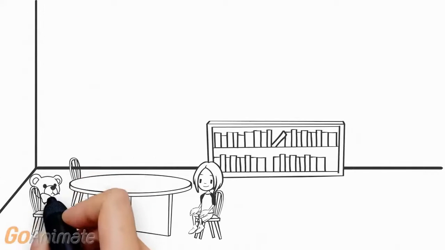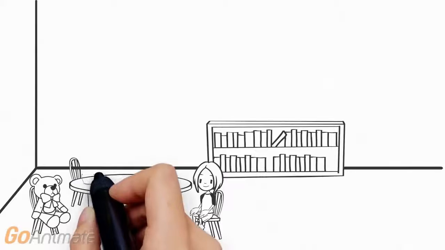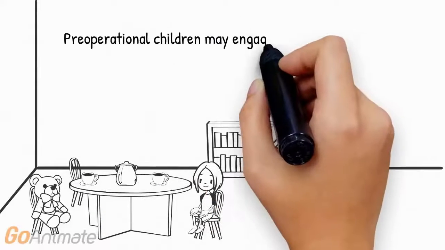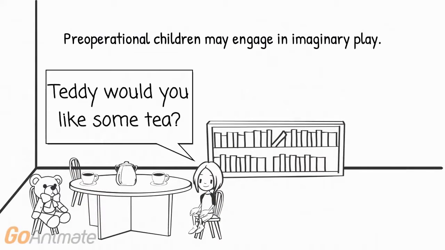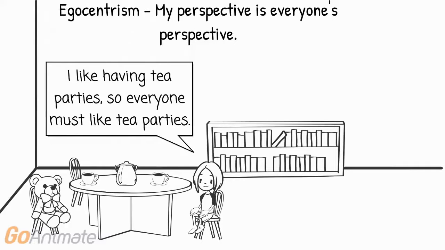As you can imagine, children in the pre-operational stage may engage in imaginary play. They may have tea parties with their stuffed animals and talk to them and imagine that they're talking back to them. Pre-operational children engage in what's called egocentric thinking, which is the idea that everyone has the same perspective as them, or the inability to see the perspectives of others. For example, a child may think that her dad likes tea parties because she likes tea parties.